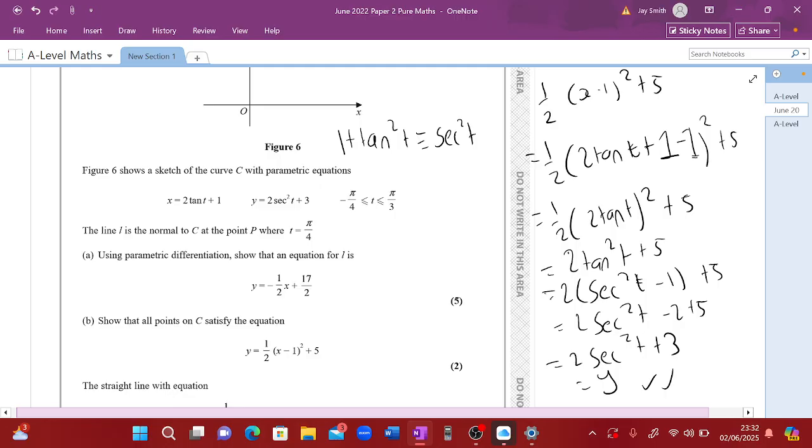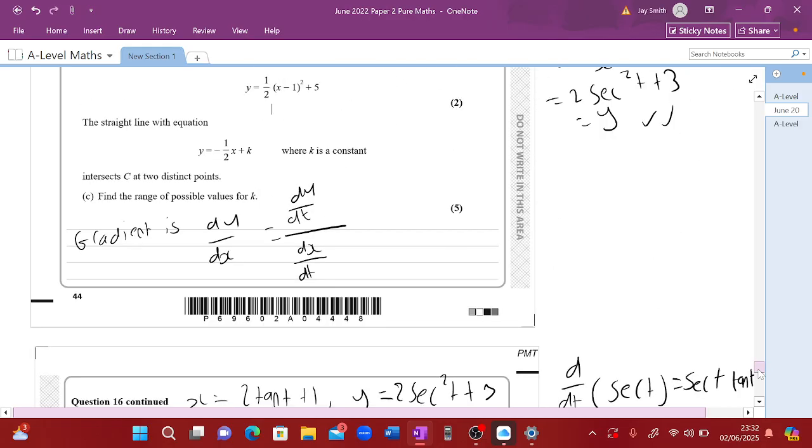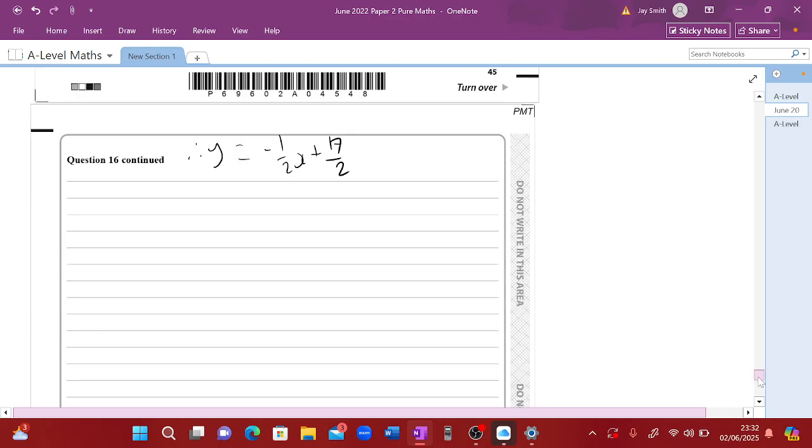What you want to do instead, normally they give you an equation that you need to show. Just substitute x in and do all that and then get y at the end. That's good. Yeah, and then we are on the last question now, and it's a really, really nasty question.